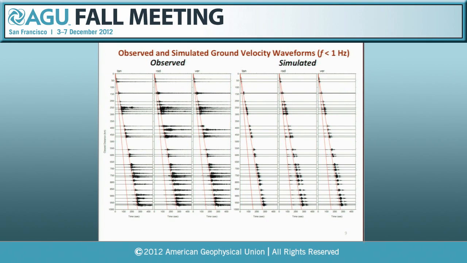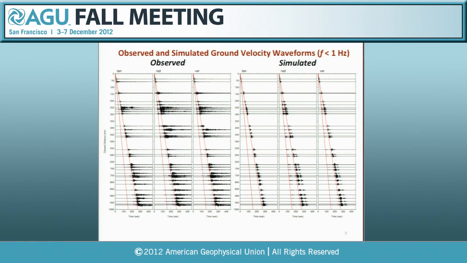Okay, so here's some example waveforms. On the left, these three panels are tangential, radial, and vertical. These are observed ground velocity, filtered at 1 hertz and lower, going from 0 out to nearly 1,000 kilometers. The red lines on here are roughly P wave arrival and S wave arrival. The red lines are the same on each one of these panels.